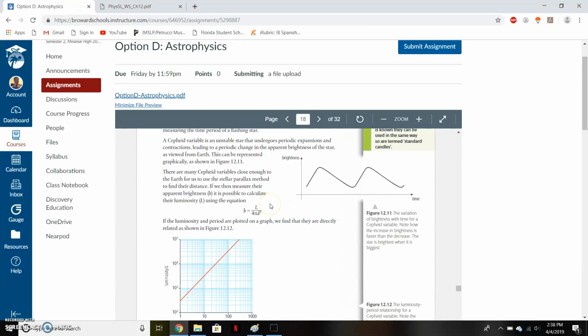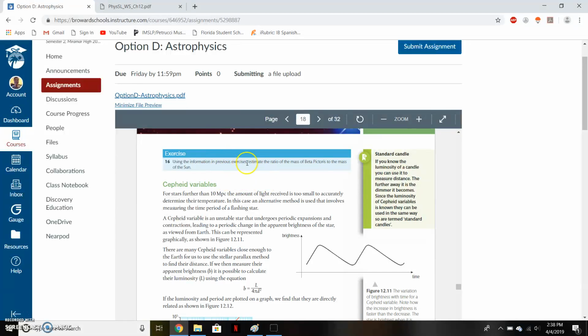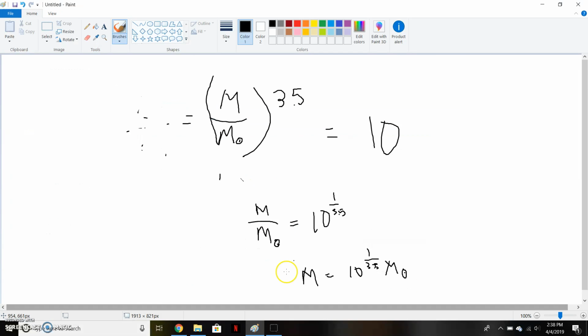Okay, so continuing where we left off, after we finish this question, we get m equals 10 to the 1 over 3.5 power, which times the relative mass of the sun. So this is the same thing as the 3.5 root of 10, and then that times the relative mass of the sun.